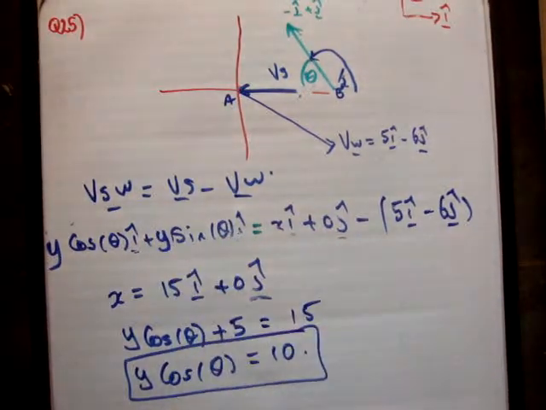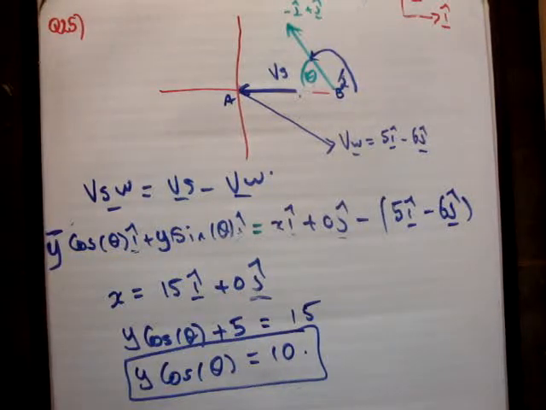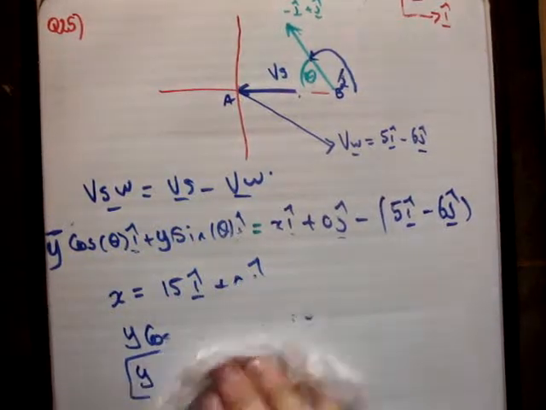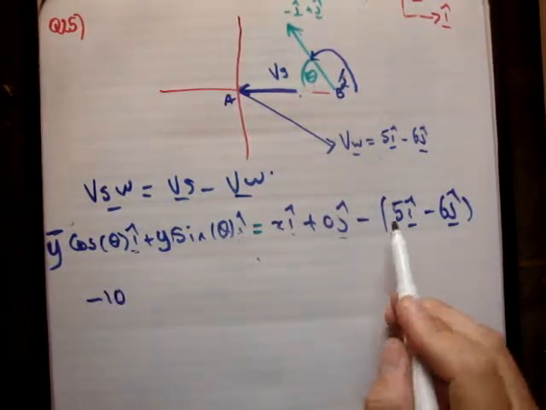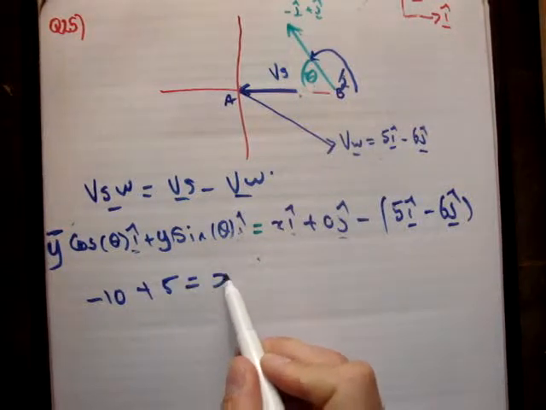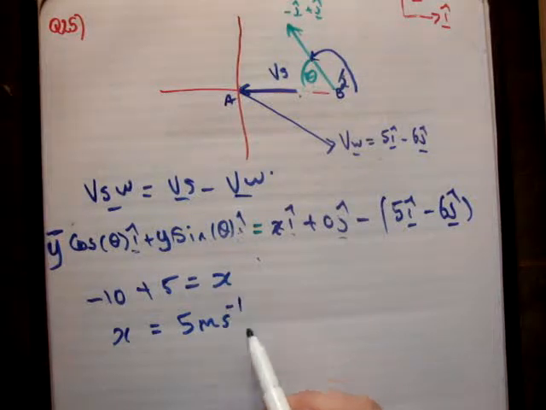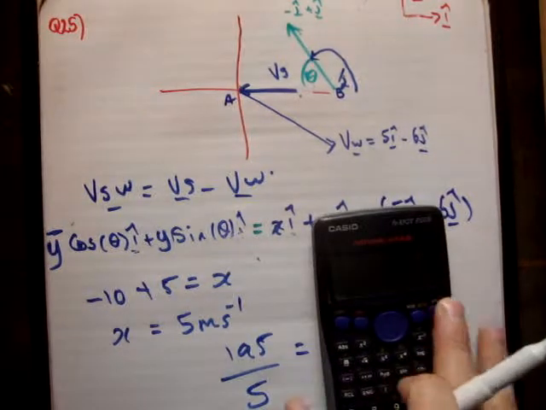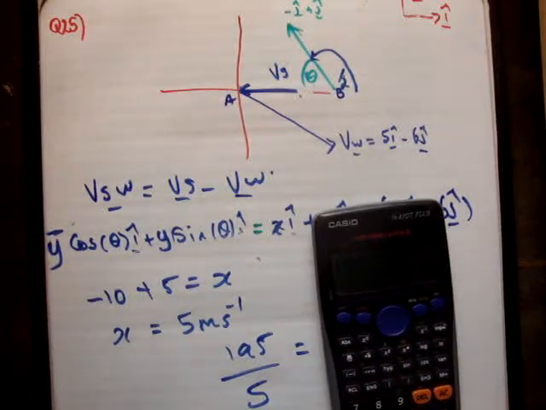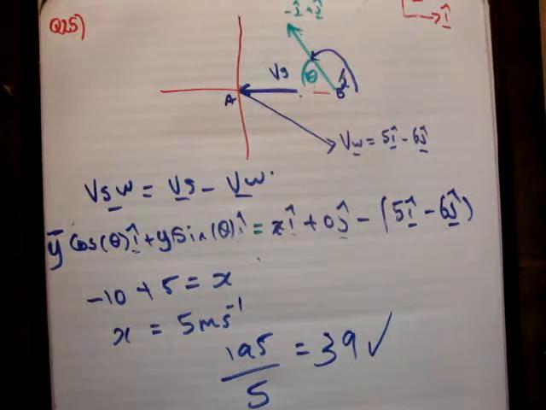So what that means, of course, is that when it goes from B to A, this just becomes a negative number. So it becomes negative 10 instead of positive 10. So now going from B to A, negative 10 plus 5 is equal to x. Therefore x is equal to 5 meters per second. So we have 195 meters to cover at 5 meters per second, and we get 39 seconds, which is correct.